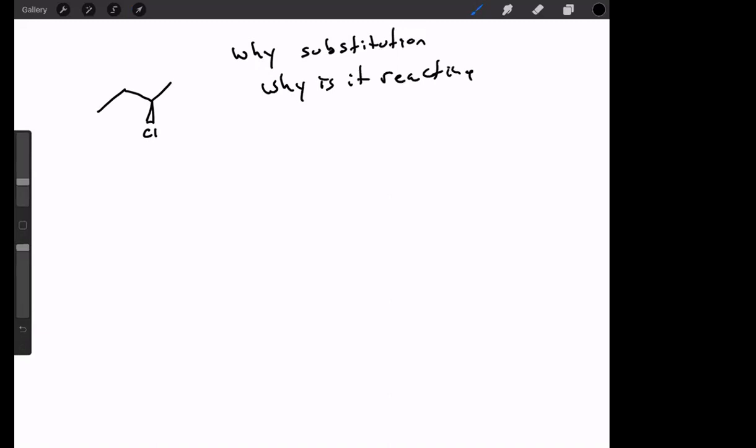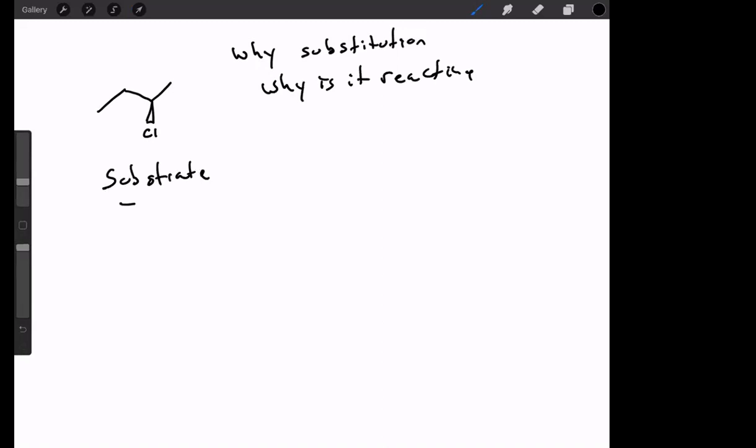All right. So what's going on with this? If we think about why a reaction like this might undergo a substitution, or why is it reactive? I want to remind you, because this is going to be something that you're going to have to do on the test, to examine this substrate.